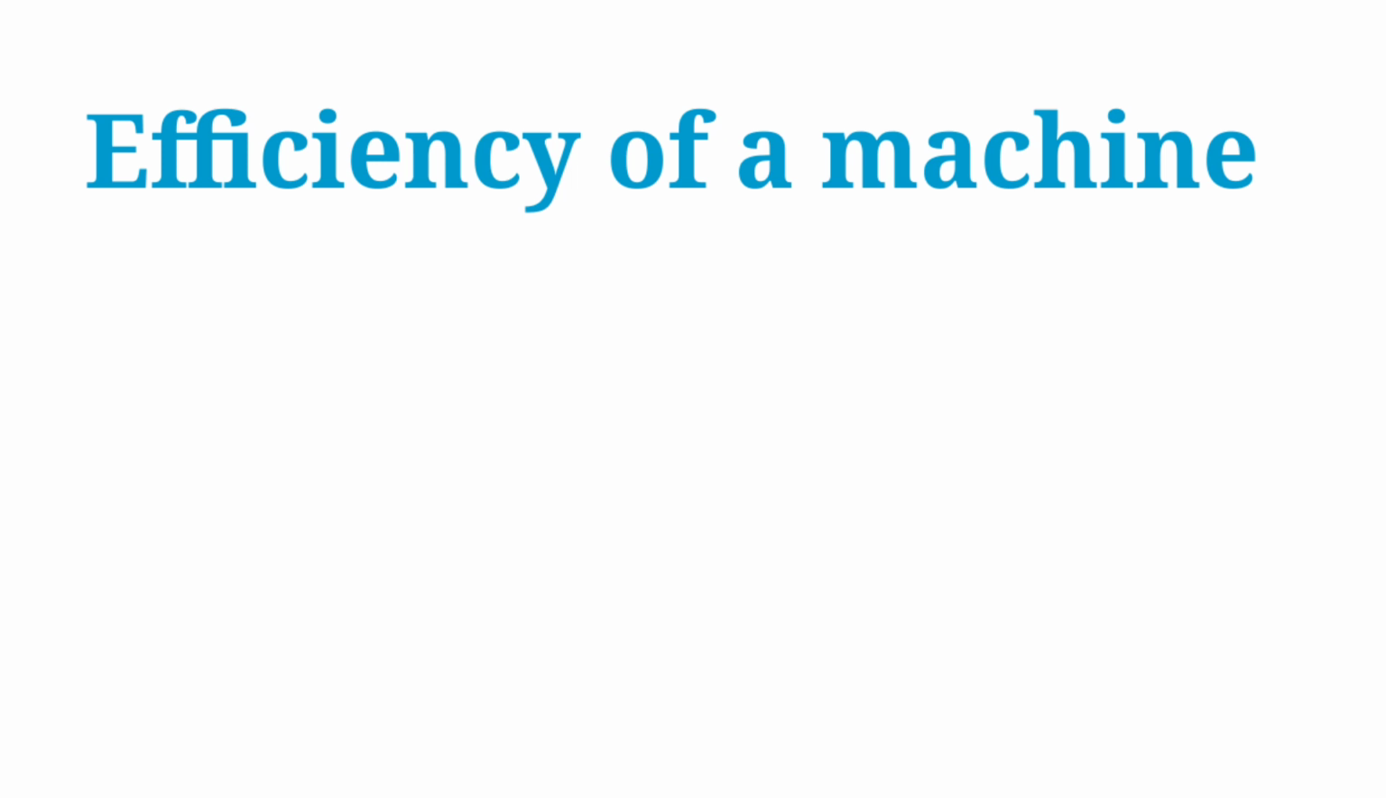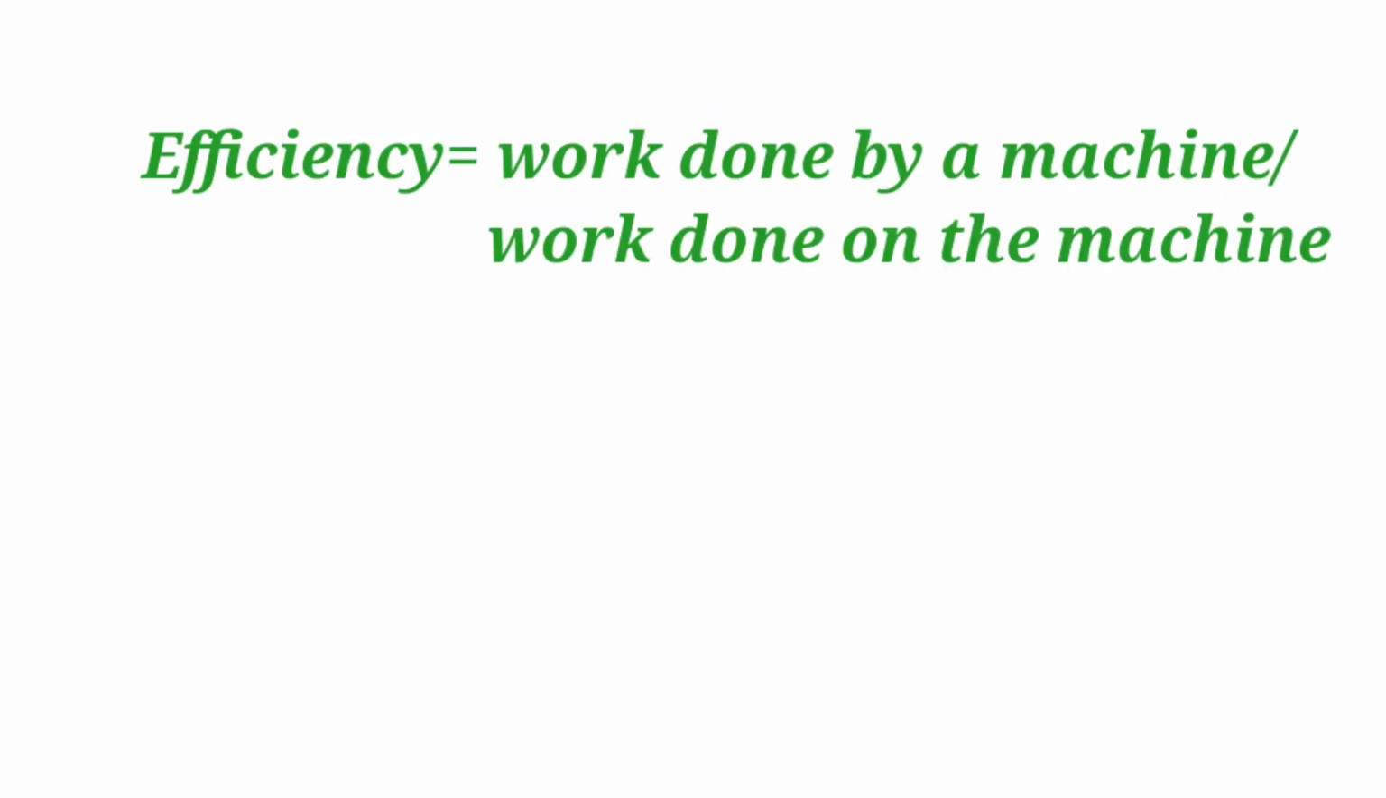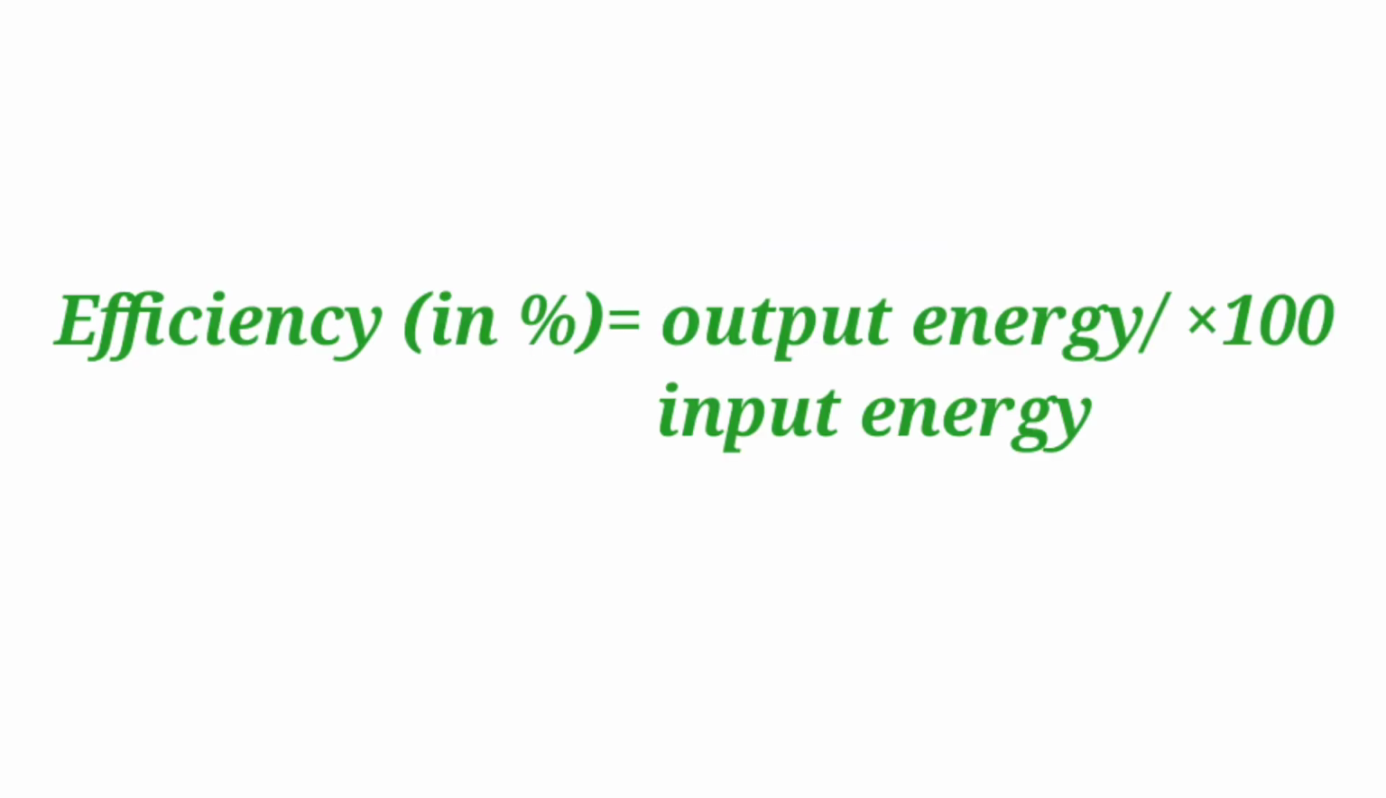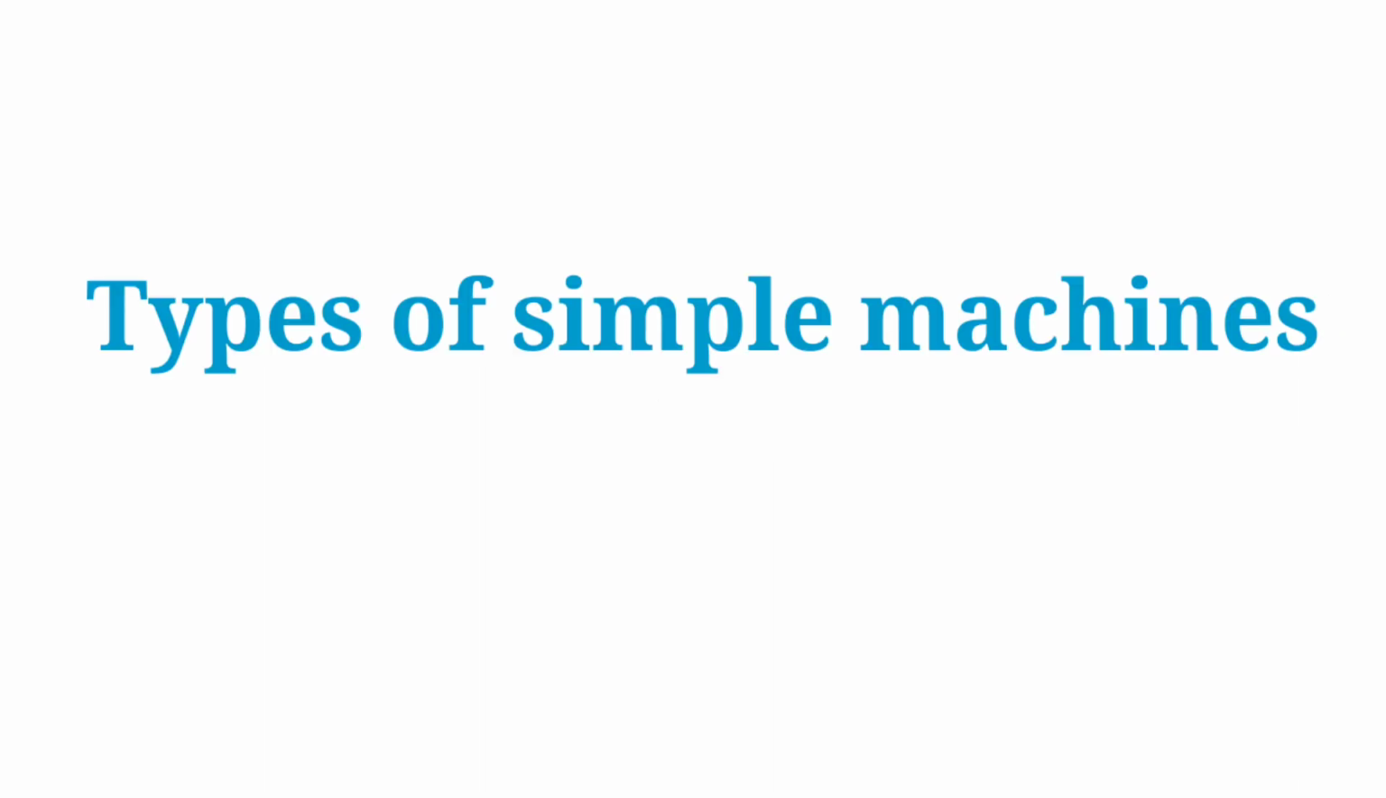Efficiency of a machine. Efficiency of a machine depends on the work done by the machine and the work done on the machine. So when we want to find out the efficiency, we calculate output energy divided by input energy, that is, work done by the machine divided by work done on the machine. So efficiency percentage equals output energy by input energy into 100. Then we can easily calculate the efficiency of a machine in percentage.